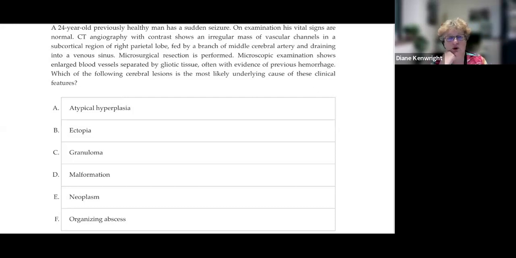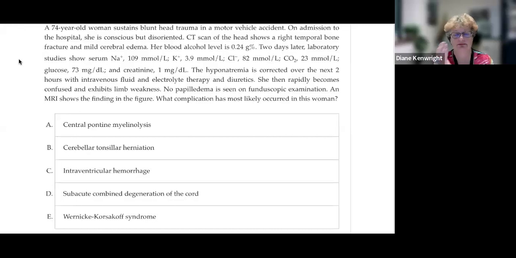And yes, indeed, it shows enlarged blood vessels separated by gliotic tissue, with evidence of previous hemorrhage. This is what they do. They tend to bleed on and off. All right, which of the following cerebral lesions is most likely the underlying cause of these features? So we know that it's an AV malformation. So we can now look down and there it is, malformation. It's not a tumor, right? It's not a glial tumor. And all of these things are just the rest of the red herrings. So we've learned about AV malformations and that they actually exist and they aren't tumors.